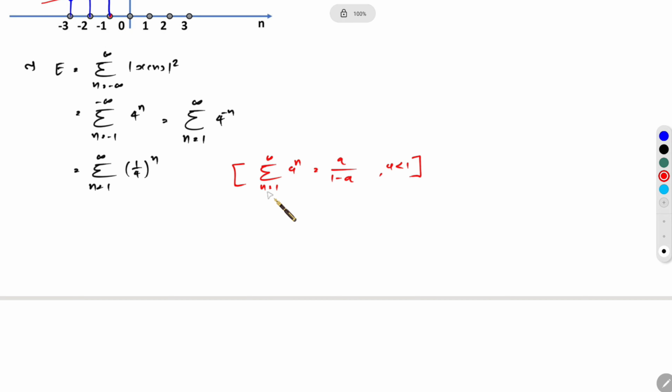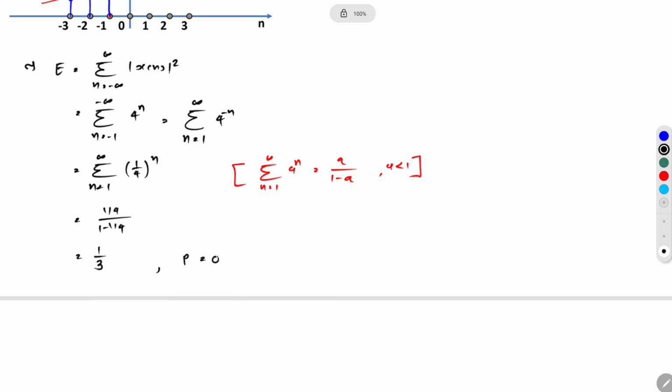If the range is from 0 to infinity, then the equation is 1 divided by 1 minus a, provided a is lower than 1. And if the range is from 1 to infinity, then this will be a divided by 1 minus a, provided a is lower than 1. So for this, we can apply this equation. We will have 1 by 4 divided by 1 minus 1 by 4. In the denominator we have 3 by 4, in the numerator we have 1 by 4, which means in total the value is 1 by 3. So the energy of the signal is 1 by 3. That means we have finite energy, so power will be 0.